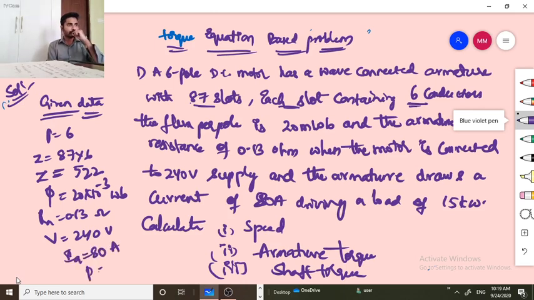So the power value is given as 15, that is the load power, that is nothing but the output power. And we need to calculate the speed N, armature torque Ta and shaft torque Tsh. So this is the given data and we need to calculate these parameters.